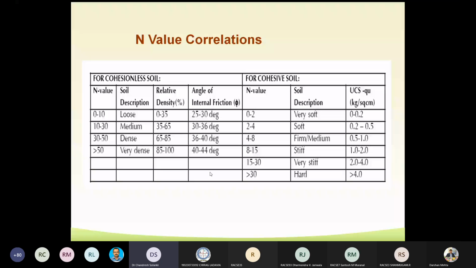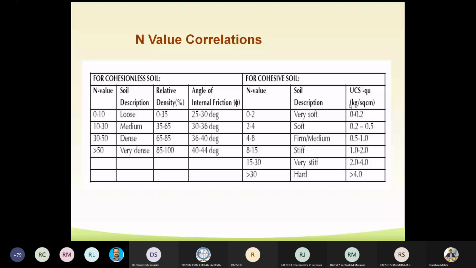This table indicates, in its left part, the cohesionless soil interpretation for the N value. Whereas in case of cohesive soil, the soil description for the different N values has been mentioned here. The soils are classified as very soft, soft, firm, stiff, very stiff, and hard. The unconfined compressive strength of the subsoil, or the range of such values, has been mentioned based on the N value.